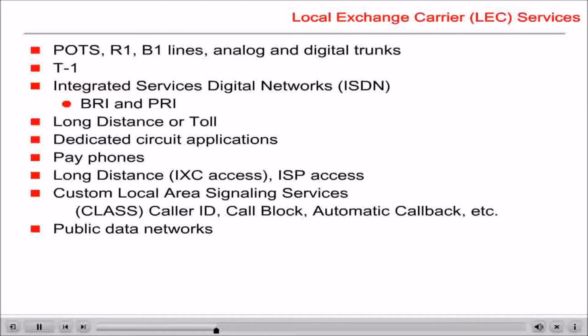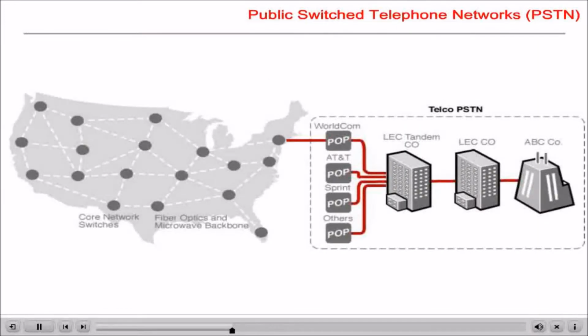Some of the services include long distance or toll, dedicated circuit applications, not very many payphones, but occasionally a few, long distance or IXC access, sometimes ISP or Internet Service Provider access, custom local area signaling services like caller ID, call block, automatic callback, those kinds of things, as well as some still provide public data networks. As stated earlier, the PSTN is a generic term for a traditional voice network. A number of companies have PSTNs that interface and work together to carry our calls across a city, state, or country. The place where networks interface or intersect is called a point of presence, or POP.